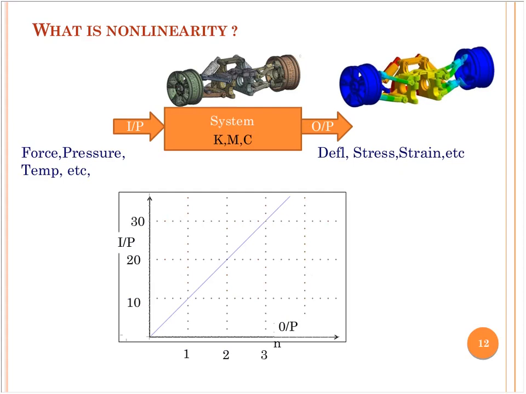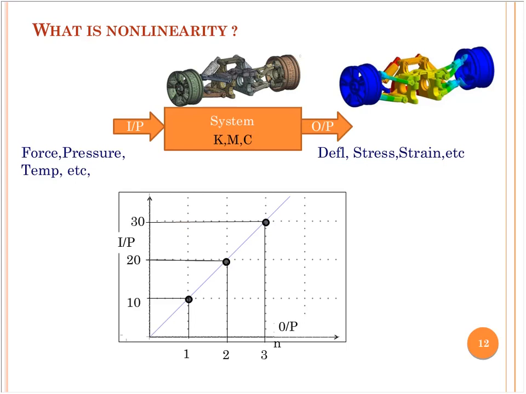Say for example, if I apply a 10 kg load and the deflection is 1 mm, then if I increase the load by 10 kg again, now my total load becomes 20 kg and the deflection is 2 mm. Another 10 kg increment, so the total load is 30 kg and the deflection is 3 mm. Now the relation is linear. What it means is, for every 10 kg of load increment, the deflection increases by 1 mm. There is a linear relationship between these two.